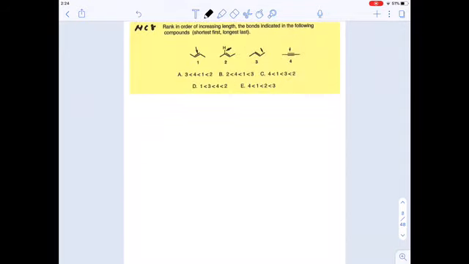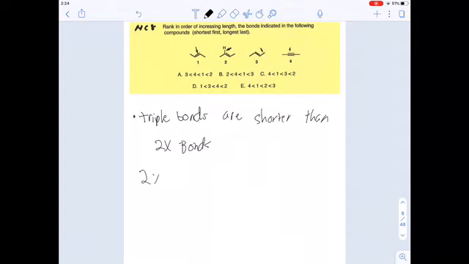So multiple choice 8 asks us to rank the bond lengths in increasing order. So the shortest is going to go first and the longest last. In general, triple bonds are going to be shorter than double bonds. Double bonds are going to be stronger and shorter than single bonds.